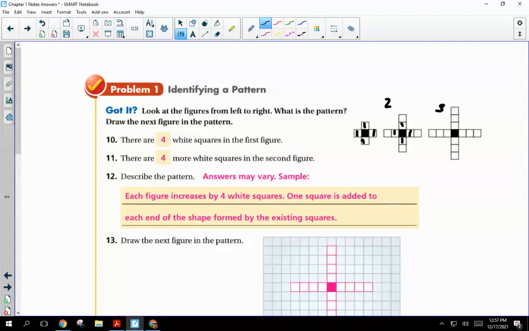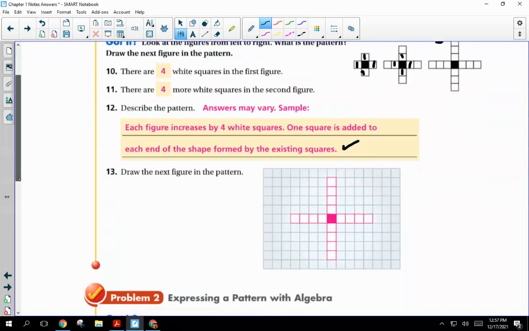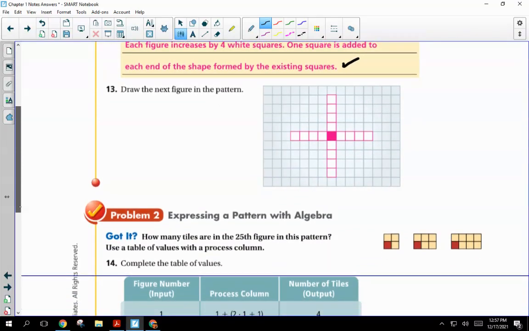So describe the pattern. Remember, there's different ways you can do this too. Each figure increases by 4 white squares. 1 white square is added to the end of each of the shape formed by the existing squares. So when I do these videos, you might have to pause if I'm going too fast, like I said before. So this could be a situation where you pause. Draw the next figure in the pattern.